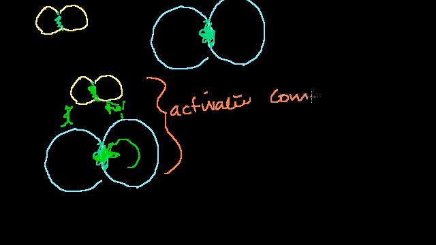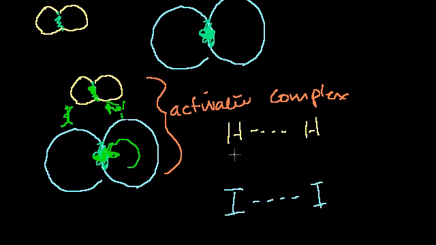Sometimes I just drew it visually, but you could draw it like this. Hydrogen has a covalent bond with another hydrogen, and then along comes some iodine that has a covalent bond with some other iodine. But all of a sudden, these guys like to bond as well, so there's a little bit of an attraction on that side too. So this is another way of drawing the activation complex.